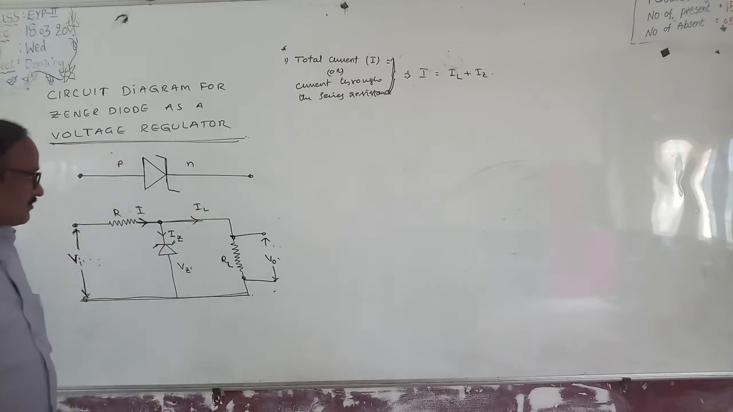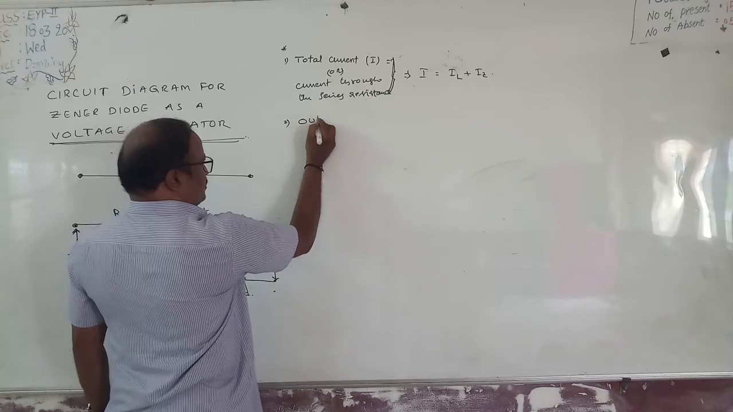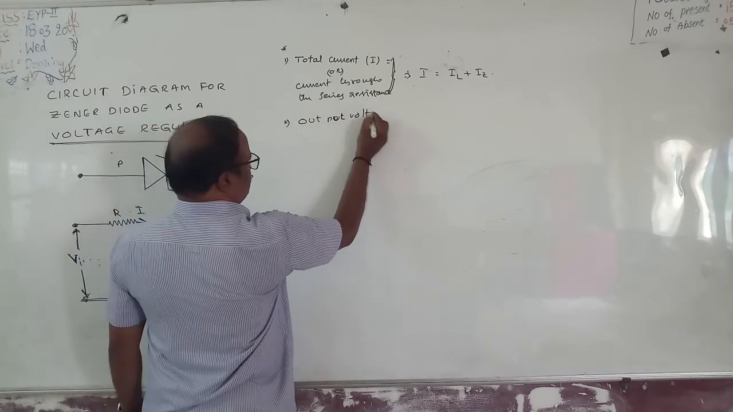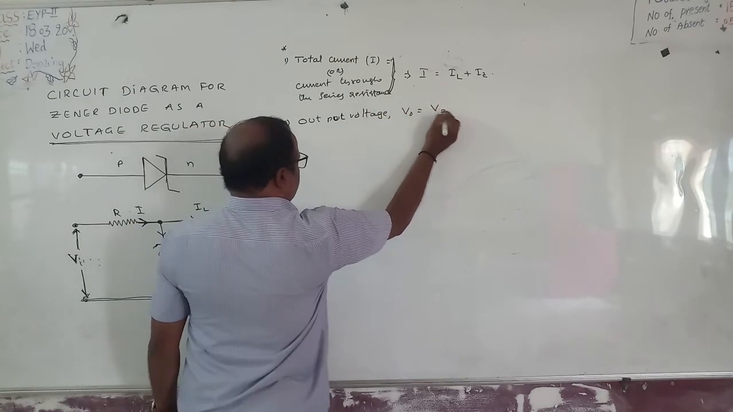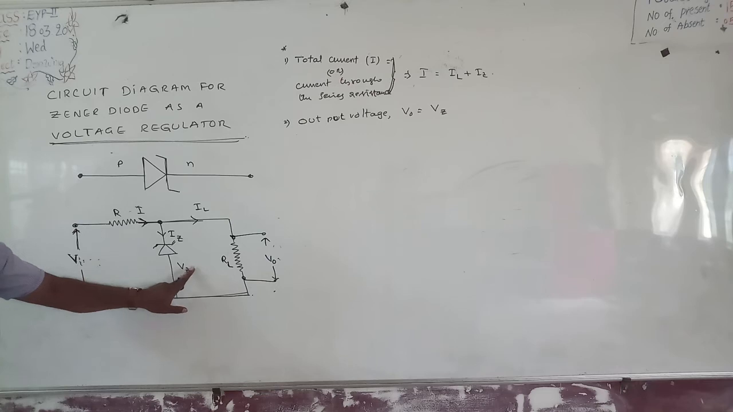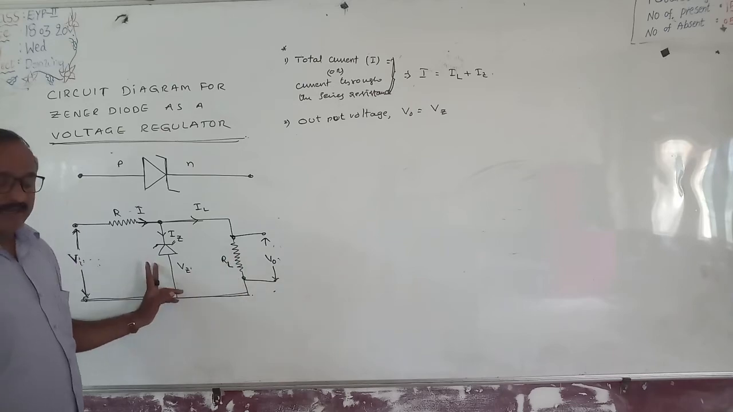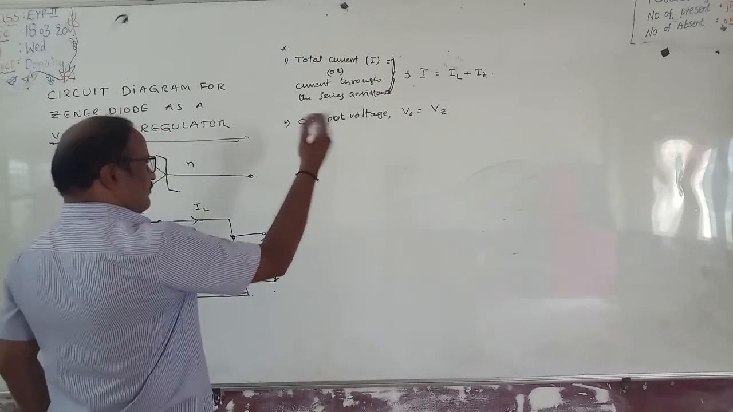Keep it in mind. Next, the second point: what is the value of the output voltage? The output voltage is V naught, and V naught is equal to Vz. Vz value will be compulsorily given in questions. Why are these two equal? Because the Zener and the load resistance are both in parallel. In a parallel combination, the potential difference remains constant. So V naught is equal to Vz.